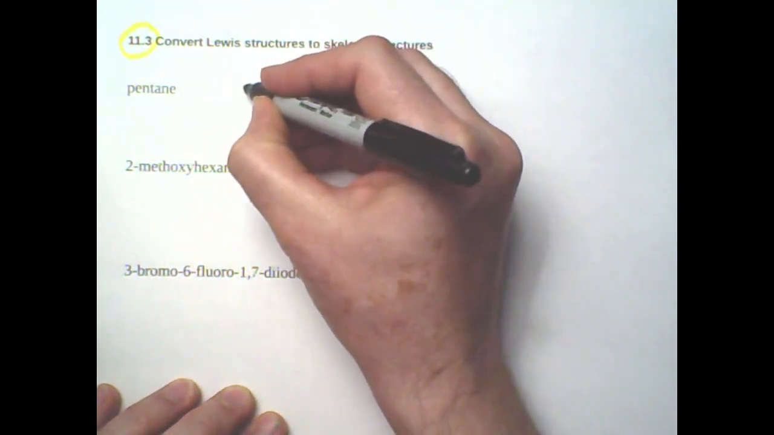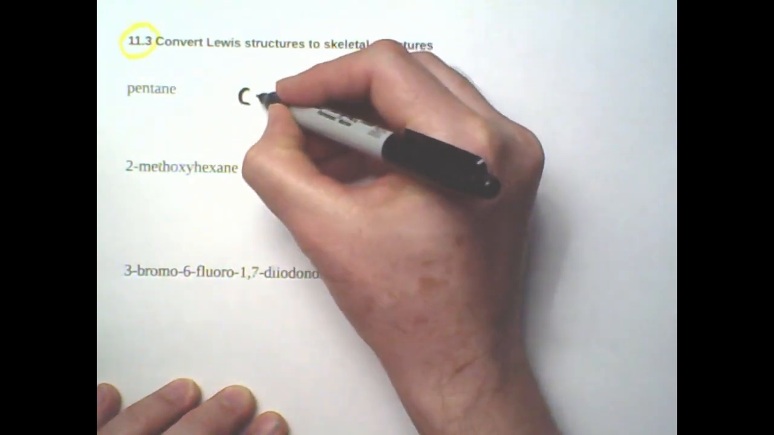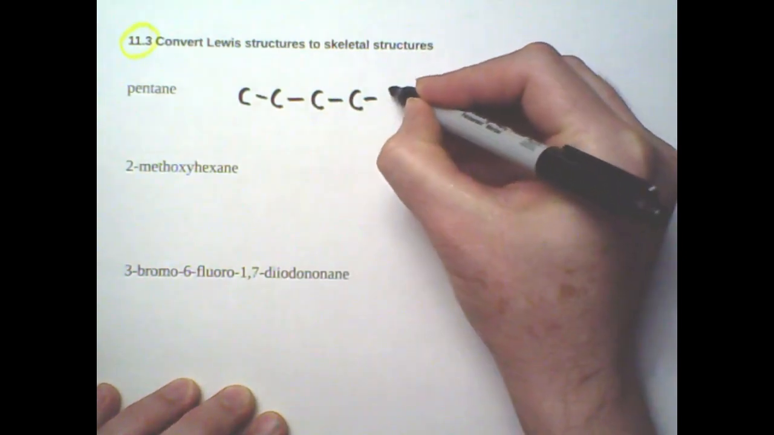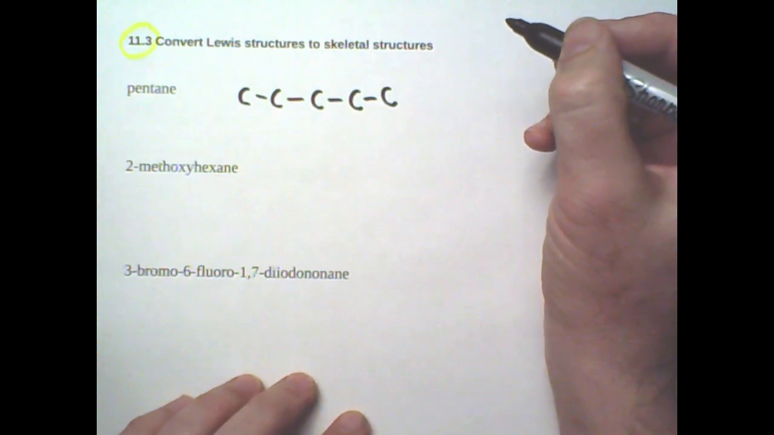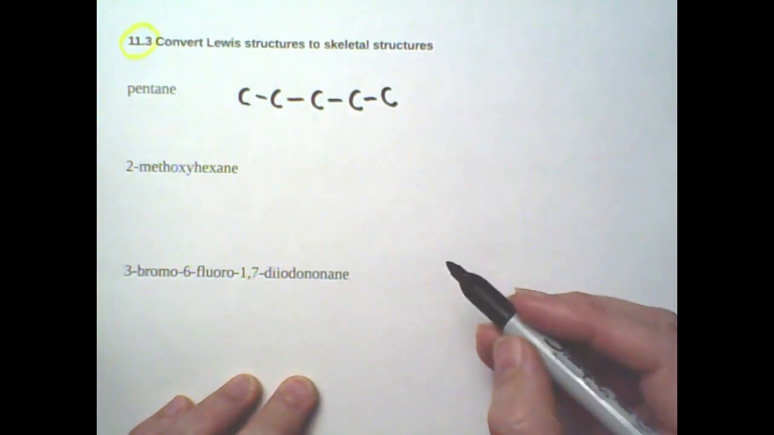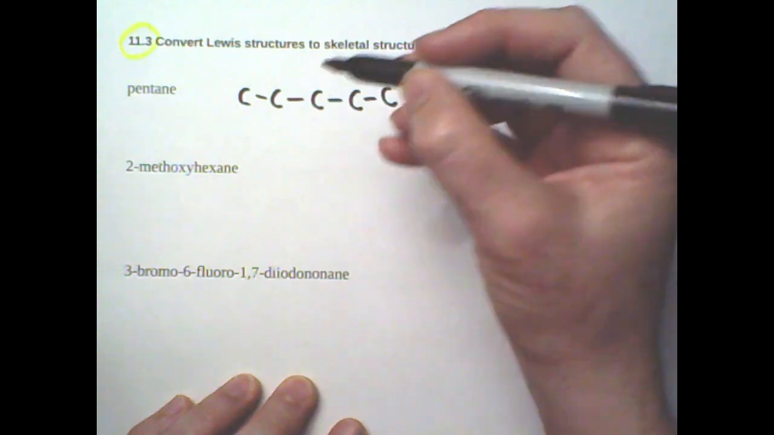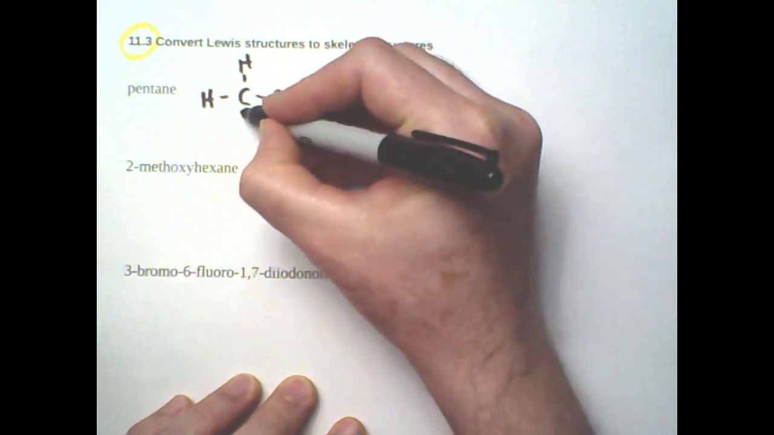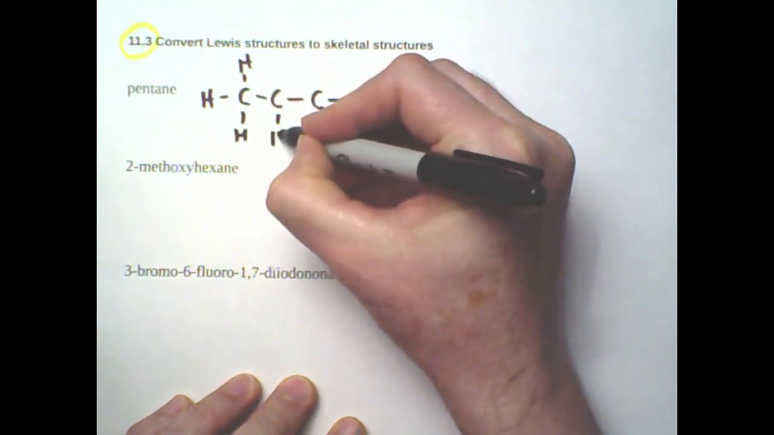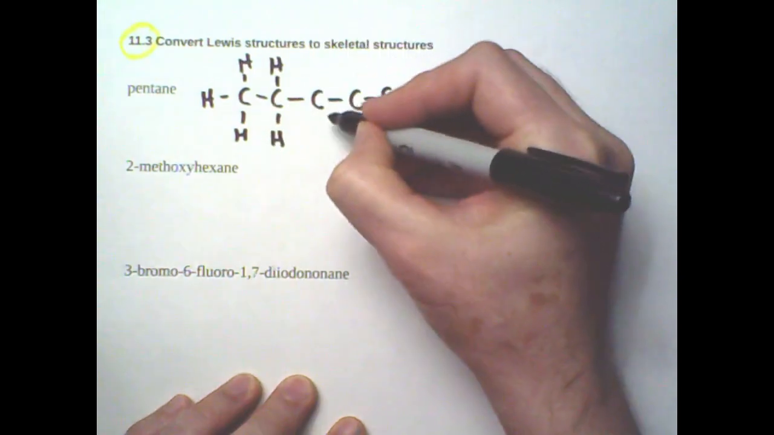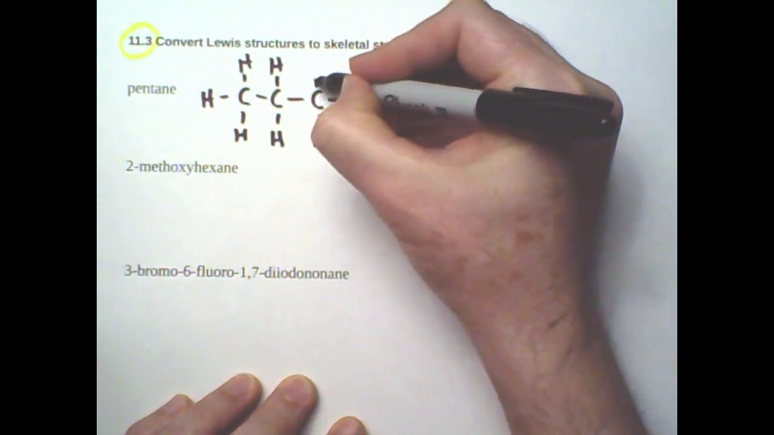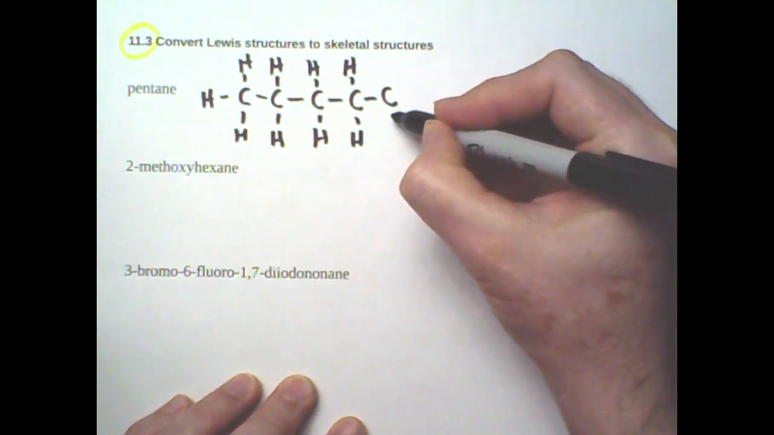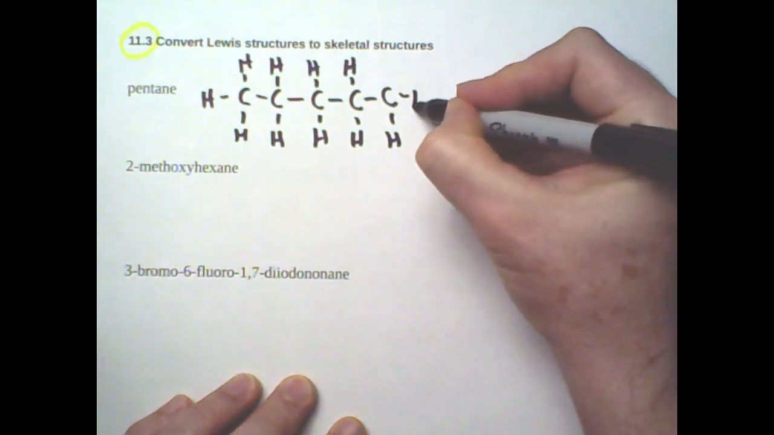Pentane. Pent tells us we've got 5 carbons, and ane tells us they're all connected with single bonds. They're alkanes. Put the hydrogens on to complete the number of bonds. So this is your starting point for this problem.